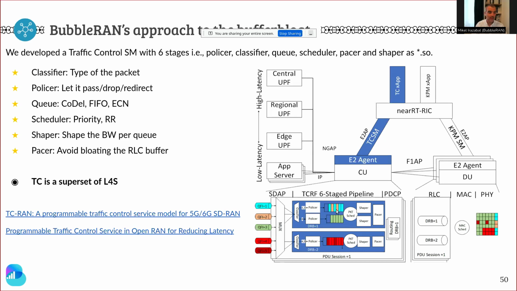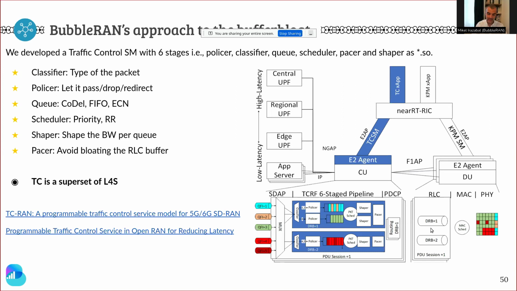We can think of CoDel, a FIFO queue, explicit congestion notification. So we may mark the packet if we want to. We may, with CoDel, just drop the packet, right? Then we have a packet scheduler, because we may have as many queues as we want. Then we have a shaper. The shaper is per queue, so we can manage and shape how much data we have. So the classifier can say this flow goes to this queue, and then through the shaper we can say this is the maximum bandwidth that we will give to this specific flow. And the last stage is a pacer.